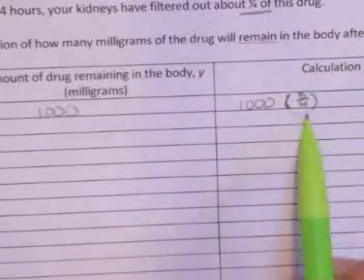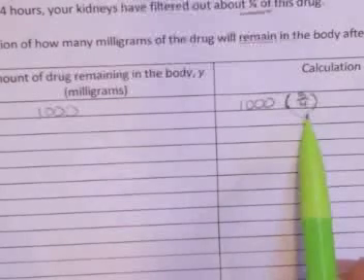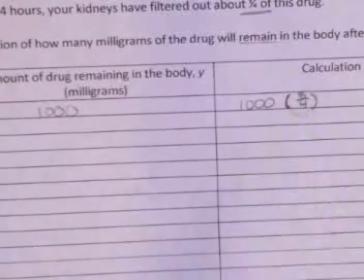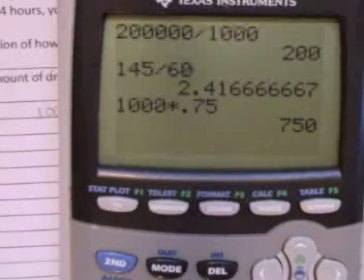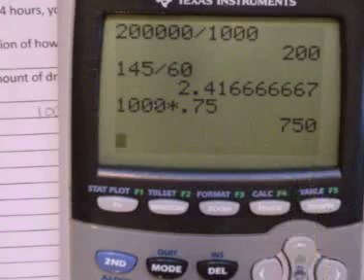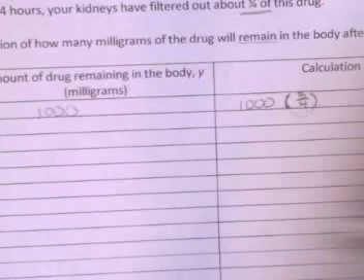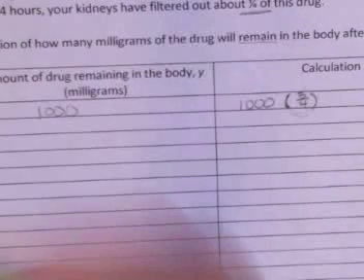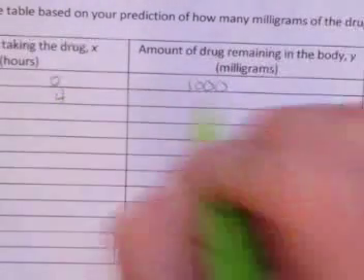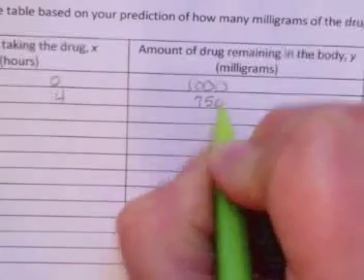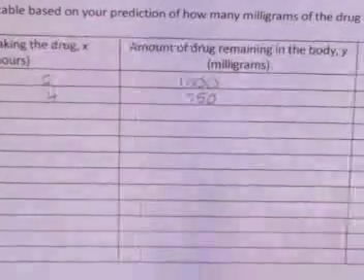Notice we're going to have decay here because this r value is less than 1. So if I take 1,000 and multiply that times 3/4 or 0.75, my calculation says I end up with 750 milligrams of acetaminophen in my bloodstream. So after 4 hours, and let's go ahead and fill out this table, there would be 750 milligrams in my bloodstream.